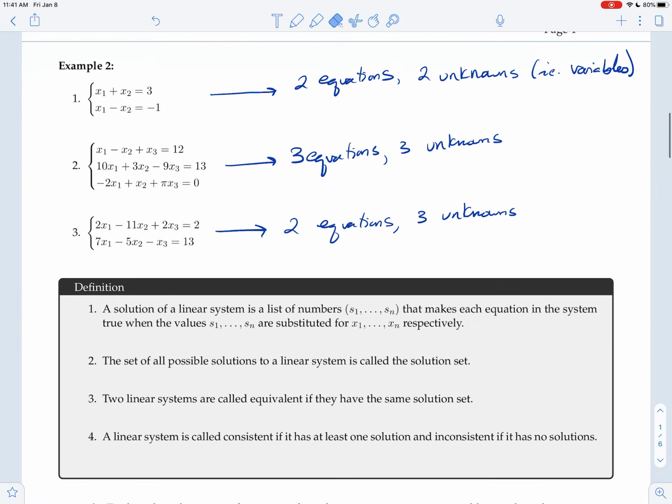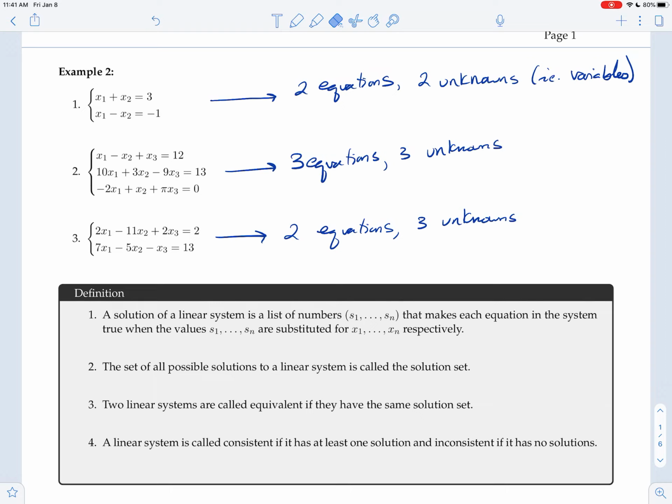All right, well, let's look at another series of definitions. These are all just vocabulary that you're going to need to know. None of it is particularly surprising or counterintuitive, but these are the words we're going to be using throughout the course. So a solution of a linear system, it's a list of numbers that makes each equation true when you plug in s1 for x1 and s2 for x2 and so on and so forth. So the list of numbers is in the same order as your variables. You're saying that's what x1 needs to be, that's what x2 needs to be, that's what xn needs to be. That's a solution, and it makes each equation true when you plug it in.